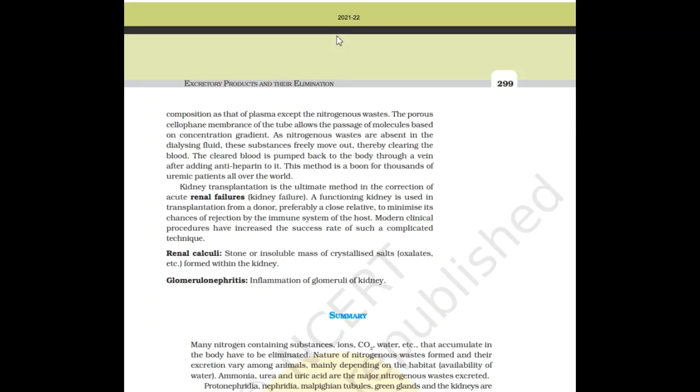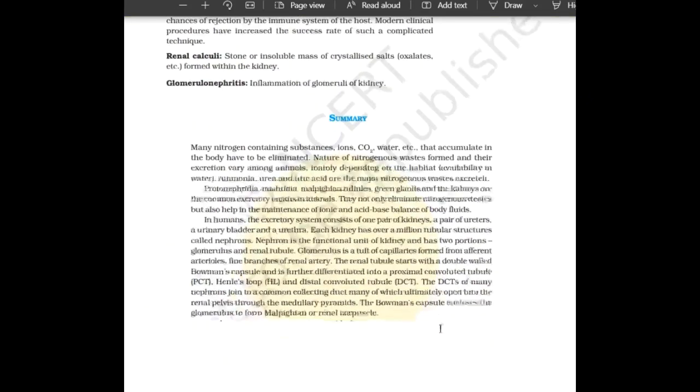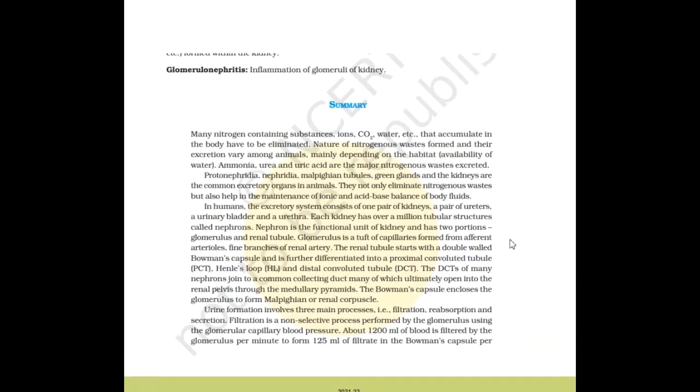Renal calculi: stone or insoluble mass of crystallized salts, oxalate, etc., formed within the kidney. Glomerular nephritis: inflammation of glomeruli of the kidney. Let us see the last part of this chapter summary.